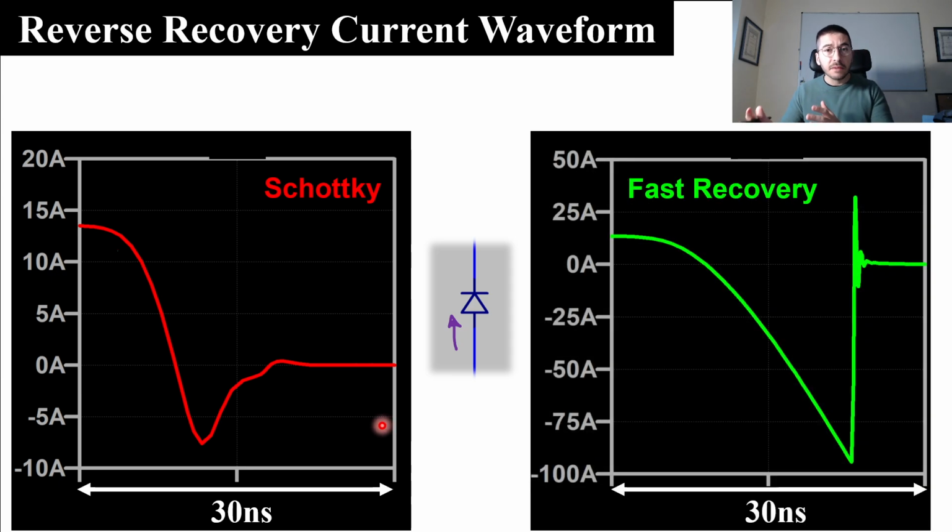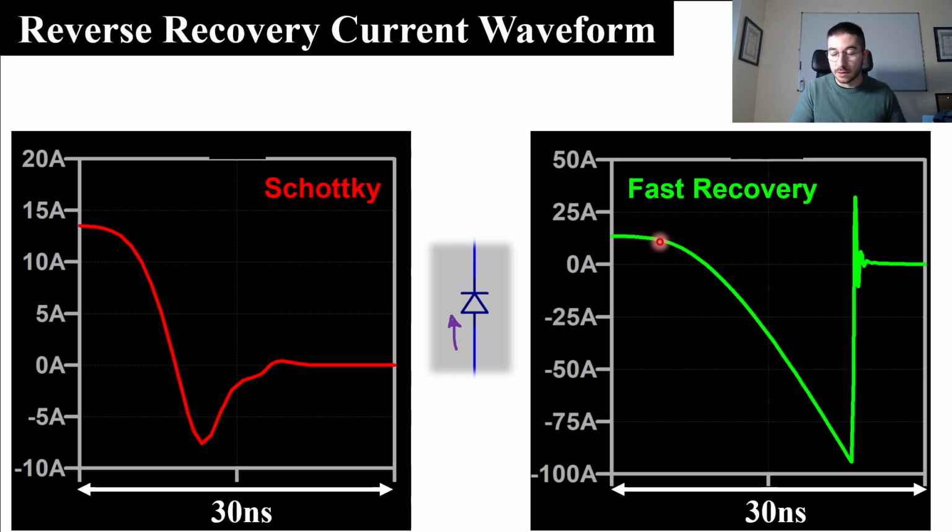Let's see the same for the case of the fast recovery diode. Note that this axis is very different to this one. Here we have minus 10 amps, here we have minus 100 amps. So as you can see, the reverse recovery process is not as good as in the case of the Schottky diode. Here we have the inductor current, which is the same we have here.